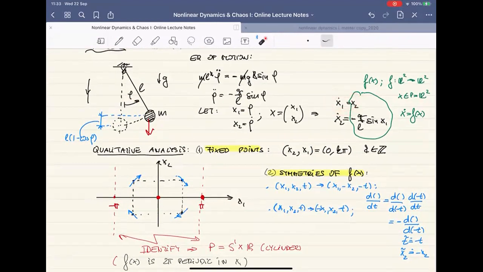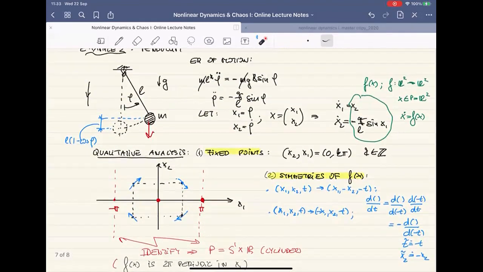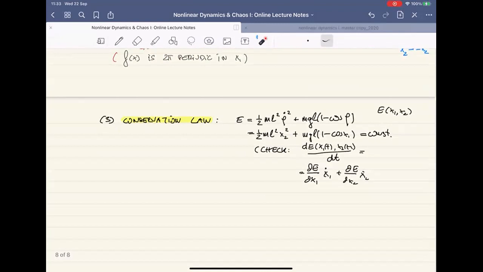So x1 dot is just x2, and then this is a function of x1 and x2, but x2 dot from the ODE, again, is just a function of x1 and x2, notably just x1. And when you do that, very quickly, you'll see that this is identically 0. So in fact, this is preserved. I'll leave that calculation to you if you haven't seen it before.